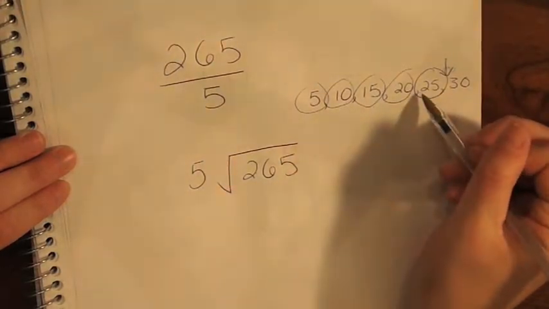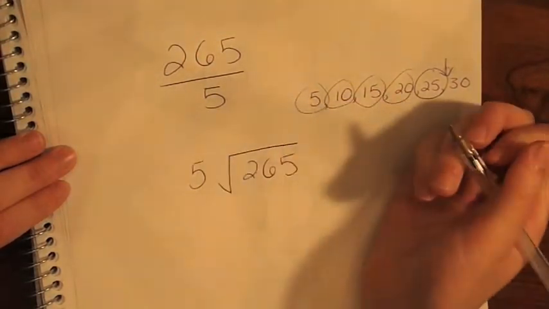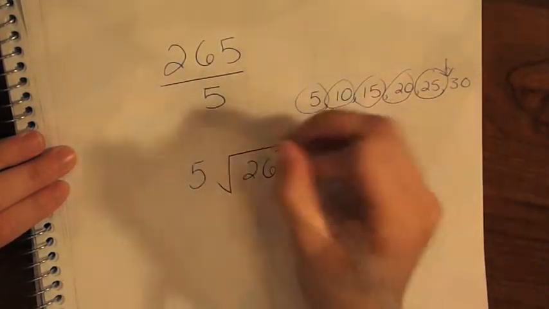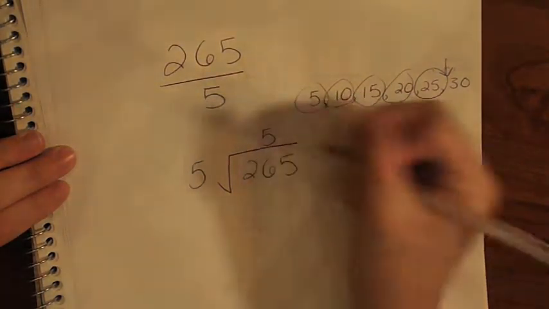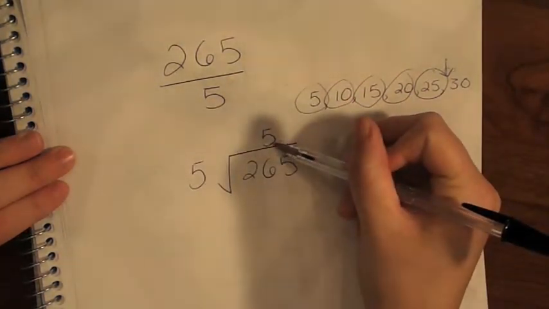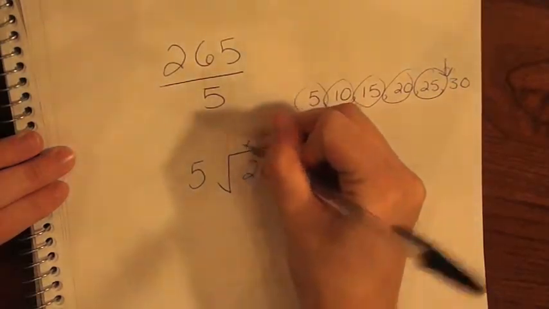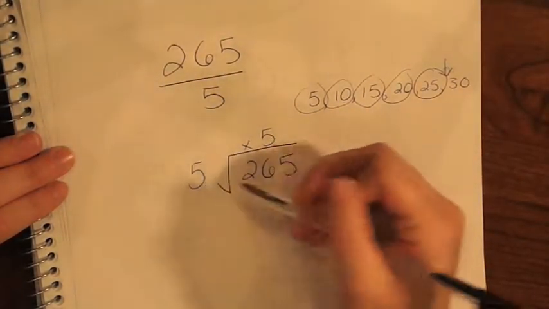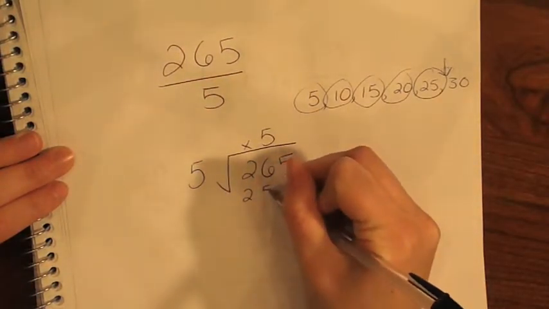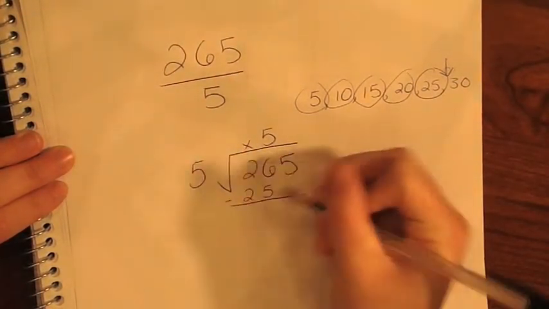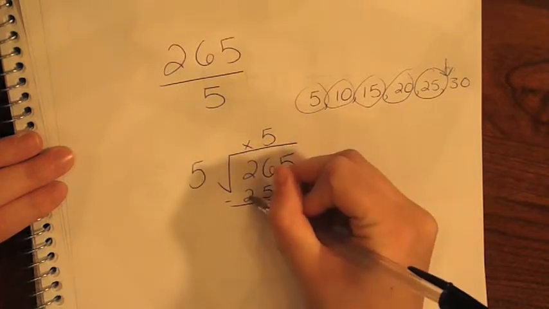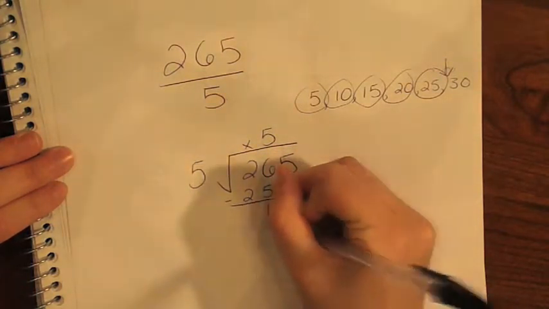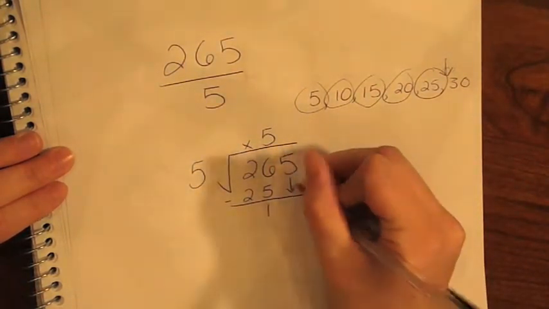So that means we're going to write a 5 on top of the 6 in the long division house. And you can also put an X above the 2 so that you don't get confused that there's nothing there. So let's check our work. 5 times 5 is 25. Subtract 26 from 25, which is 1. Now bring down the 5.